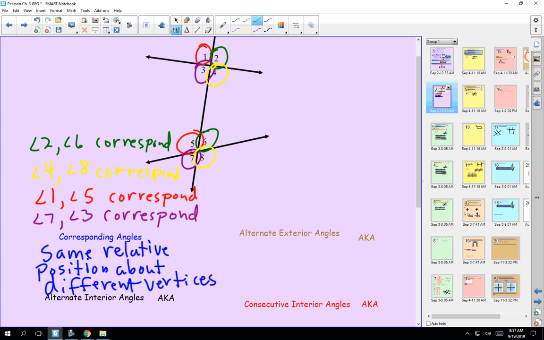So same relative position about different vertices. So that's what the word corresponding means. Like in geometry, we talk about corresponding parts of 2 different triangles. We're talking about if you were to take one triangle and overlay it with the other one, it's the parts that match up. Okay.